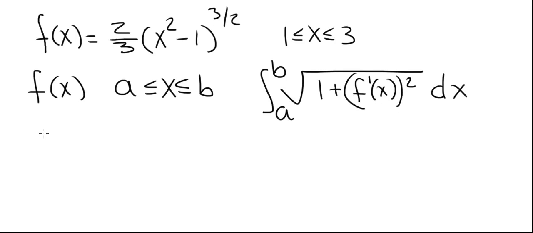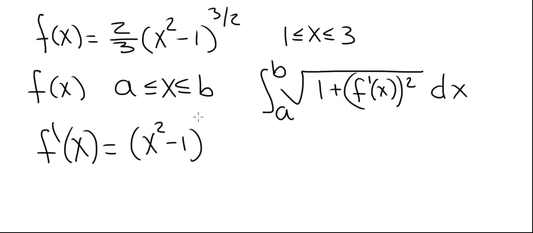So let's go ahead and take the derivative of this function. f prime of x is equal to 2/3 times 3/2, which is 1. So this is (x squared minus 1) to the 1/2 times the derivative of x squared minus 1, that is 2x. And now we're going to go ahead and square the derivative.